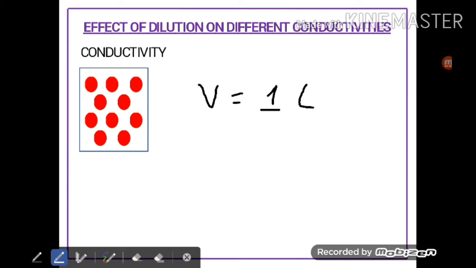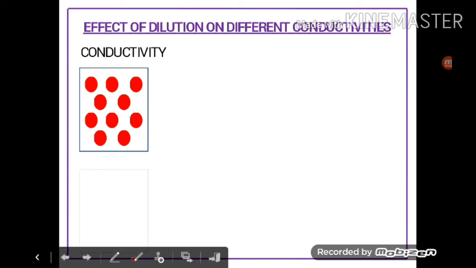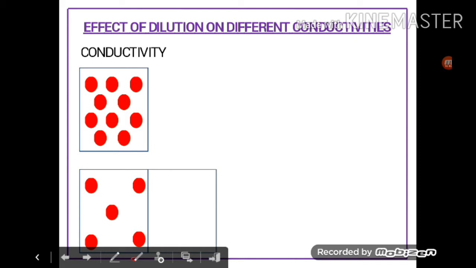Here on dilution, what will be the effect? See, the volume of this box or solution was 1 liter. Now I am going to increase the volume up to 2 liters. Note this one, I have only increased the volume of the solution. I am not increasing the number of particles in the solution. So in 1 liter 10 ions were present, and now in 2 liters 10 ions are present.